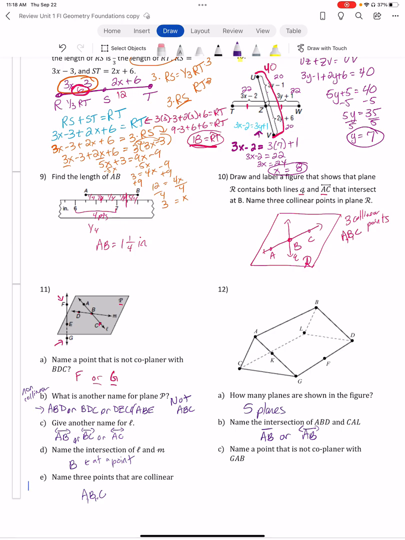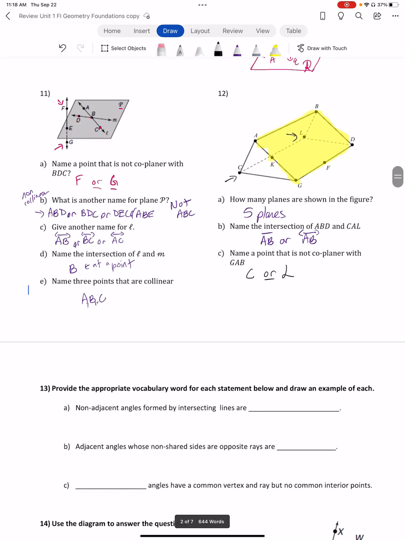And then the next thing is name a point that is not coplanar with GAB. So GAB is our front, which means anything on this surface is coplanar. So you have 2 choices. You could do C or you could do L. So C or L. Okay, it doesn't have to be one or the other. You don't have to do both, just one or the other.